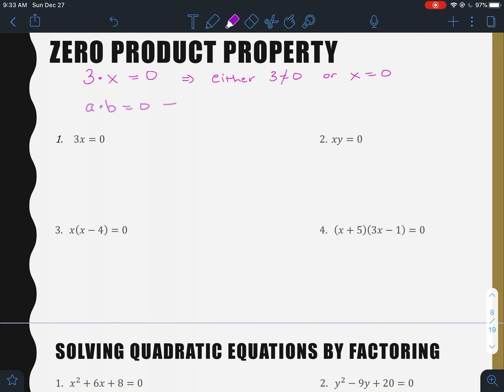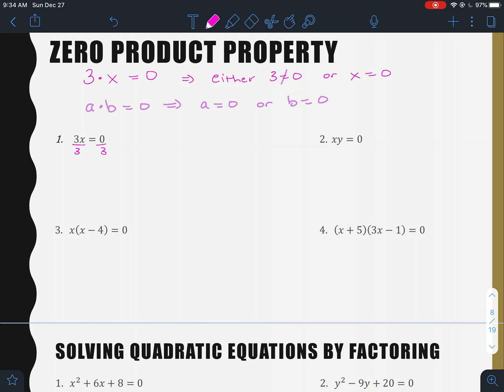Or in a different example, if we had a times b is equal to 0, then that's telling you that either a has to equal 0 or b has to equal 0 for that to be a true statement, right? If you multiply two terms together and you get 0, one of those two terms has to be 0, and that's the zero product property.